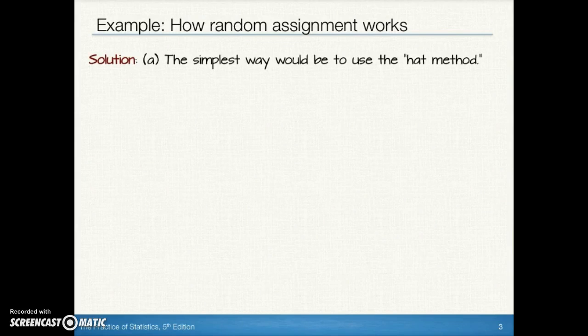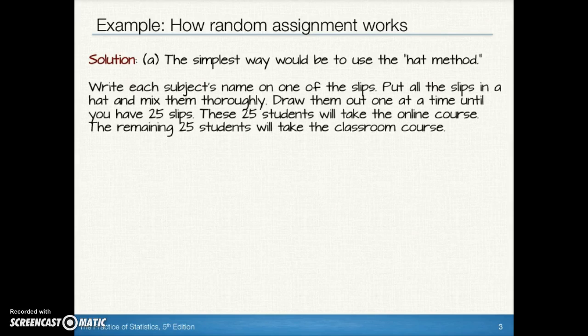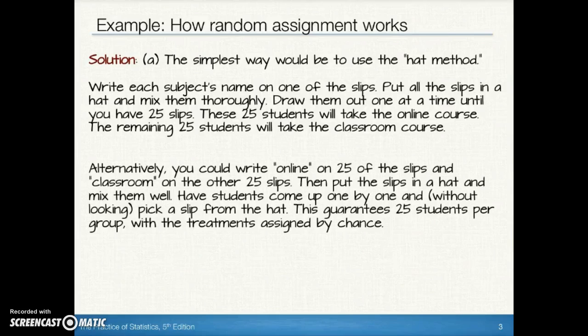Perhaps the simplest way to go about assigning these treatments is to use the HAT method. So what we could do is write each subject's name down on one of the slips of paper, put all those slips in a hat, mix them thoroughly. Then we could draw them out one at a time until we have 25 slips. Those 25 students would take the online course, while the remaining 25 students would take the classroom course.